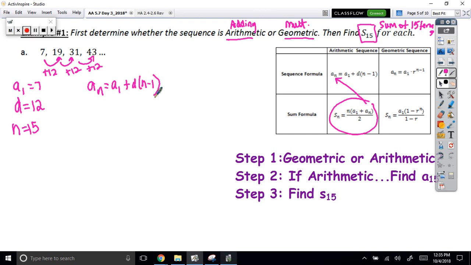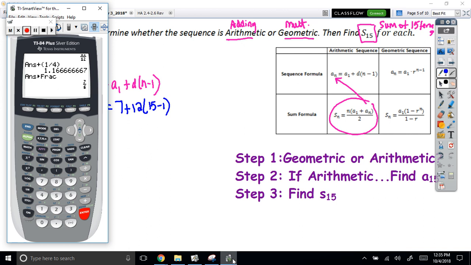And you could skip writing the formula if you want, but just for our first notes example, I'm just copying it down. And then we're going to substitute in. N is 15, so a sub 15 will get me 7 plus 12 times 15 minus 1. Again, I would probably just type that in my calculator so that I don't make an order of operations mistake. So 7 plus 12, parentheses, 15 minus 1. Your calculator does order of operations for you.